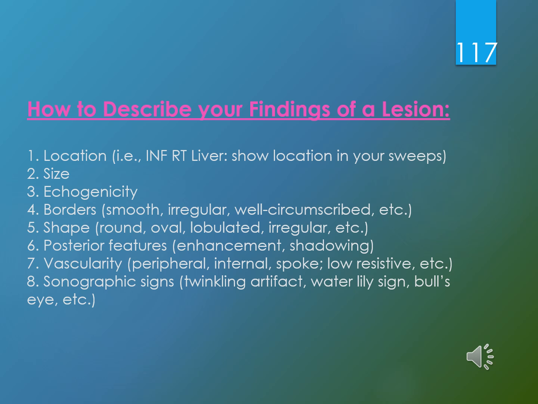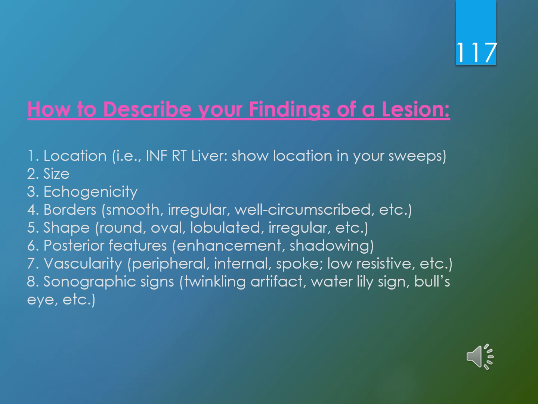You're going to measure it and show the size of it. You're going to describe the echogenicity. Is it hyperechoic to the rest of the liver? Is it hypoechoic? Is it heterogeneous? Is it echogenic? You're going to describe the borders. Are they smooth or irregular? Are they well circumscribed, so well marginated or not? Describe the shape of it. Is it round? Is it oval? Is it lobulated? Is it, again, irregular in shape?